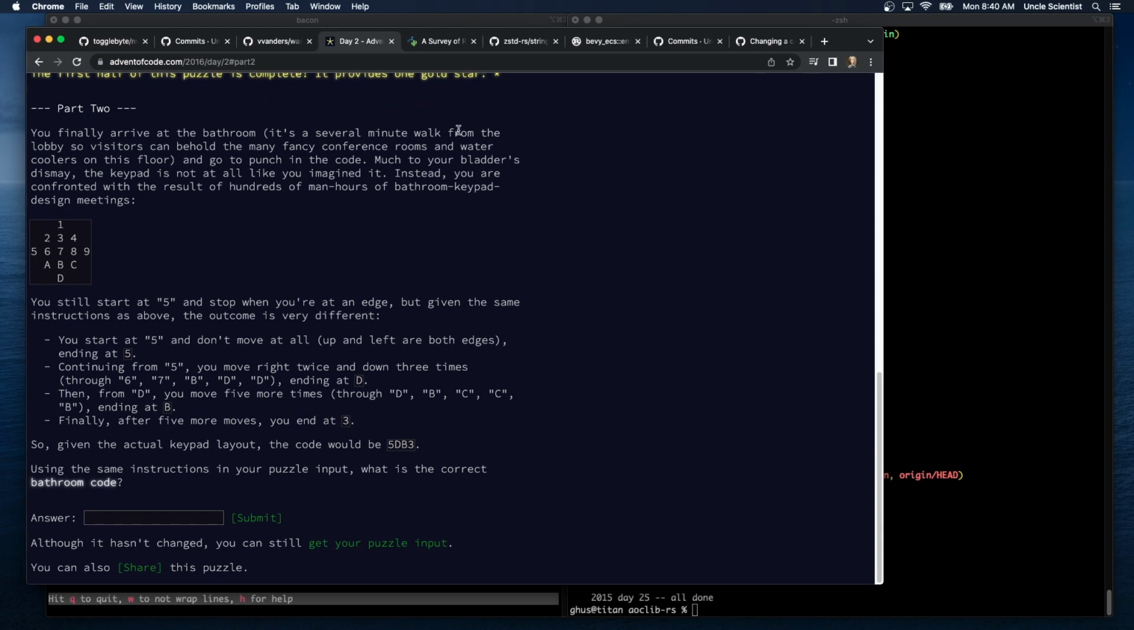You finally arrive at the bathroom and go to punch in the code. Much to your bladder's dismay, the keypad is not at all like you imagined it. Instead, you are confronted with the result of hundreds of man-hours of bathroom keypad design meetings. You still start at 5 and stop when you're at the edge, but given the same instructions as above, the outcome is very different. You start at 5 and don't move at all. Up and left are both edges, ending at 5. Continuing from 5, you move right twice and down 3 times.